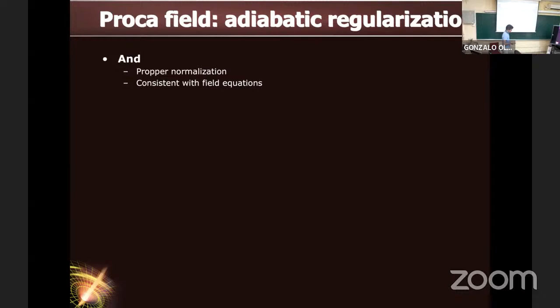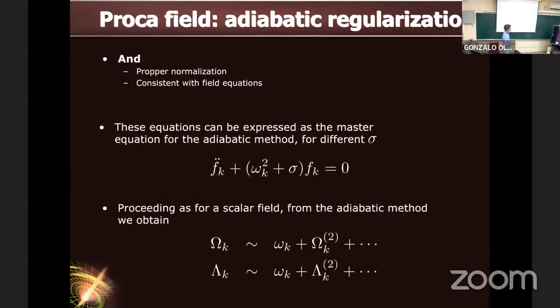And now the equations of motion just reduce to this form for the H and L functions. So that's why we can apply the adiabatic method. They have different values of sigma, but the whole process that we explained for the scalar field can be done again. But now we have these two functions for the transverse and longitudinal degrees of freedom.